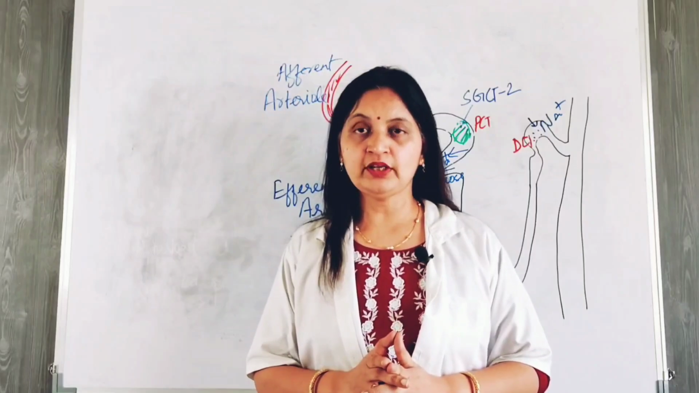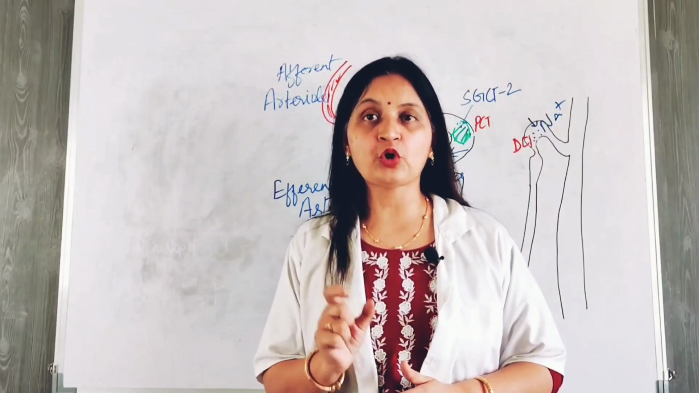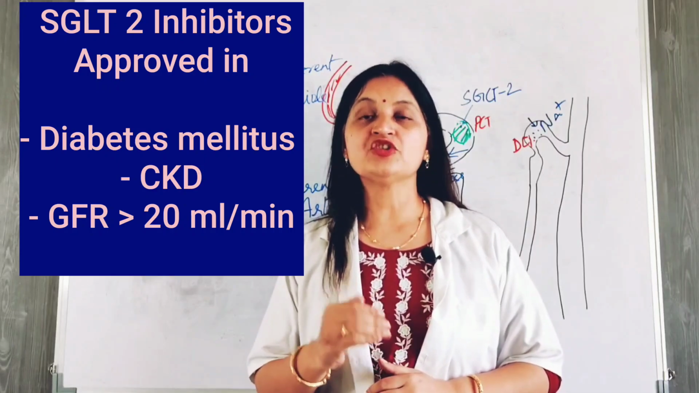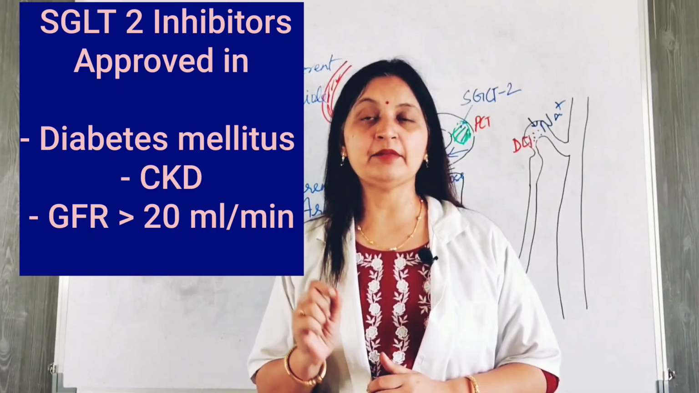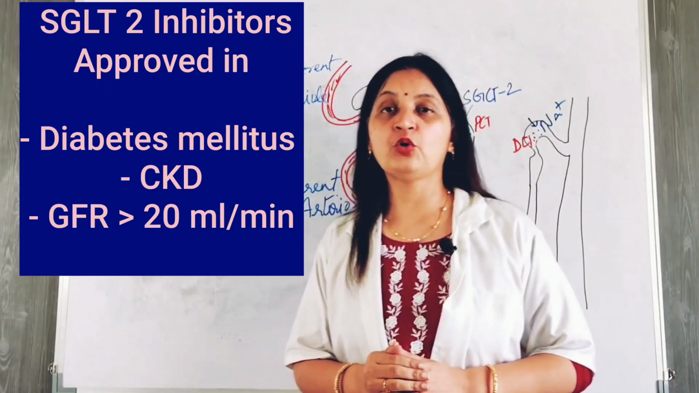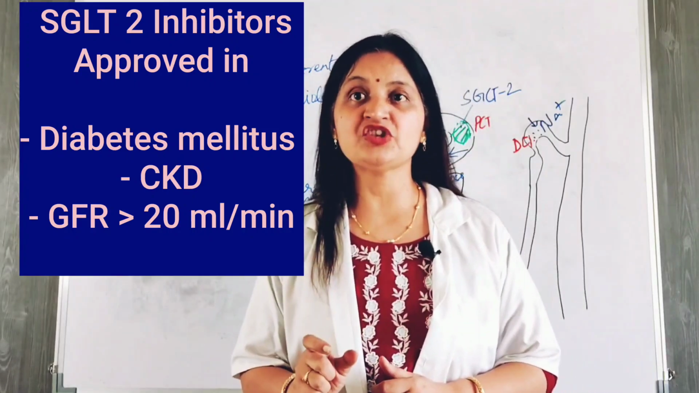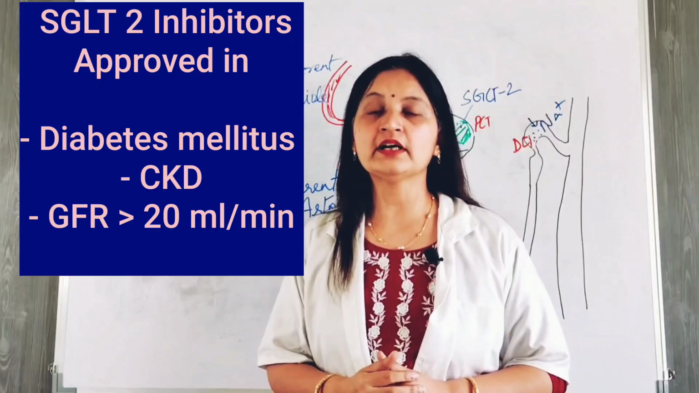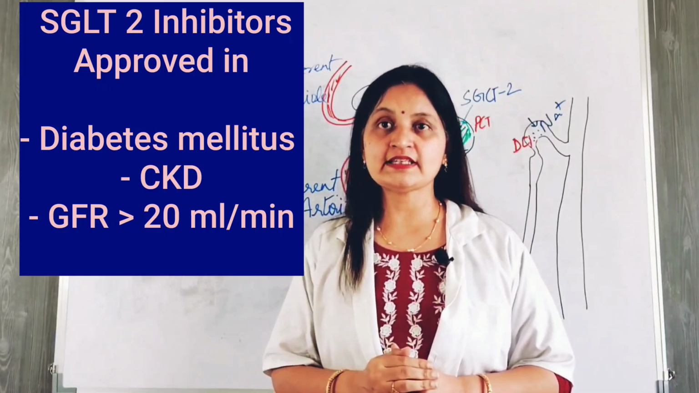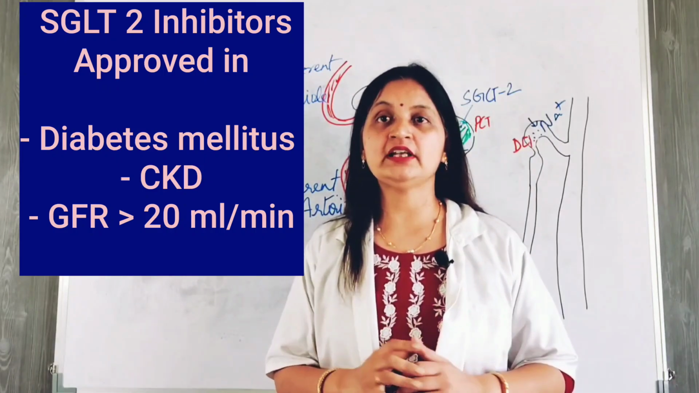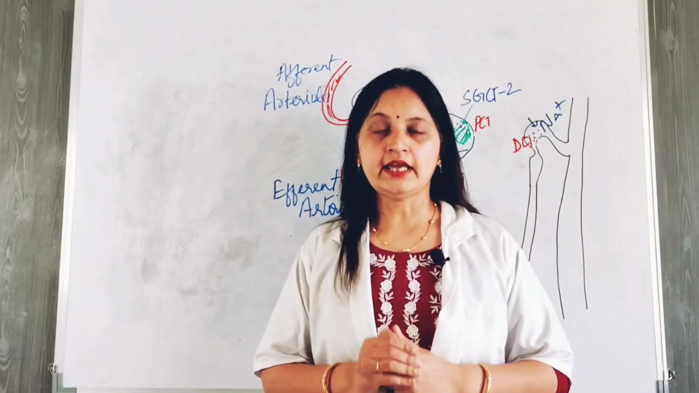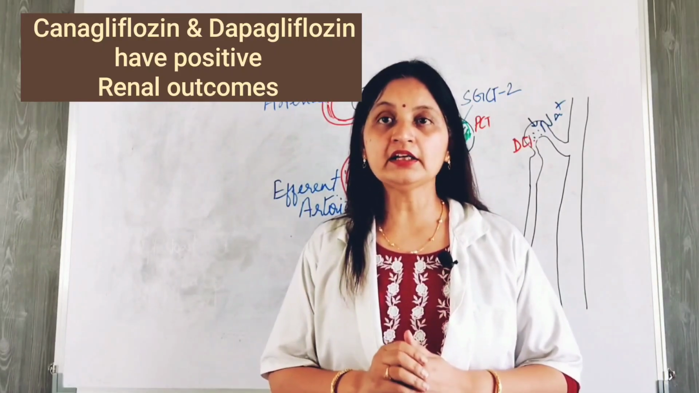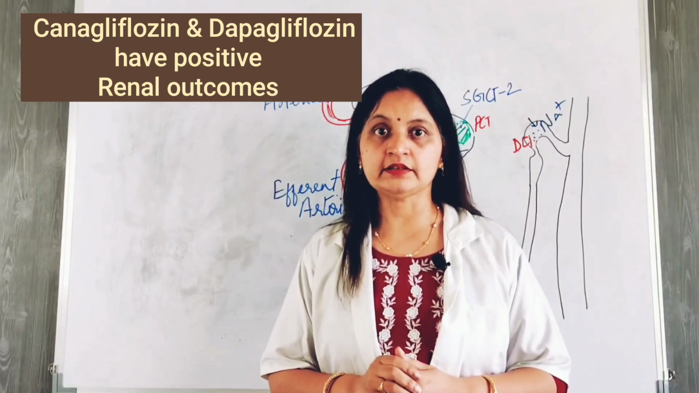So, SGLT-2 inhibitors are approved in the treatment of chronic kidney disease in patients with diabetes mellitus and when GFR is greater than 20 ml per minute, because these drugs are known to reduce the decline in GFR, reduce albuminuria, improve the renal outcomes, reduce oxidative stress in the kidney, and are beneficial in kidney disease. The SGLT-2 inhibitors that have positive renal outcome are canagliflozin and dapagliflozin.